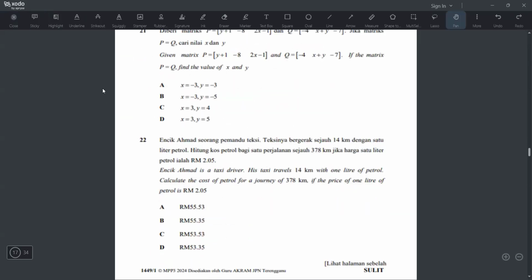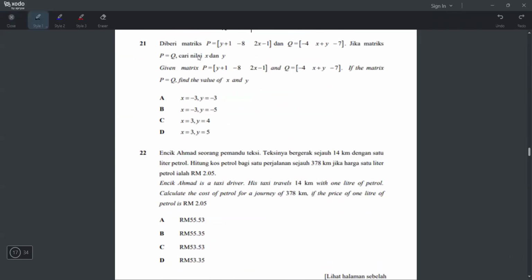So let's continue. Okay, 21. Given matrix P is this, matrix Q is this. If matrix P equals Q, find the values of X and Y. So they already said P equals Q. It means these two matrices are the same thing. So we can compare them, and then we can find out our X and Y.